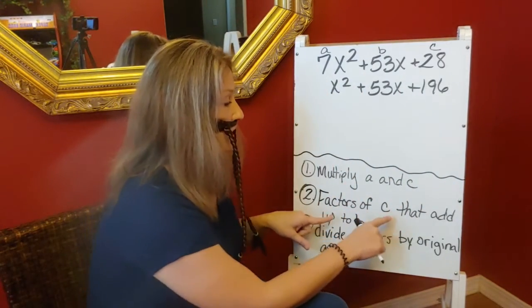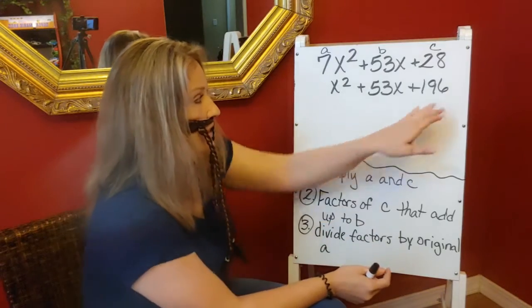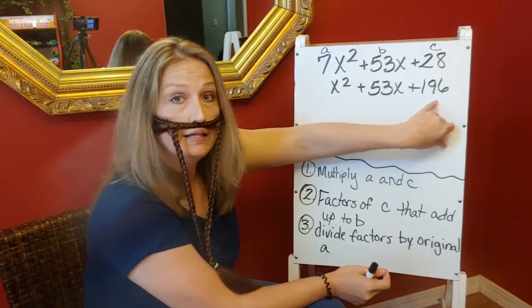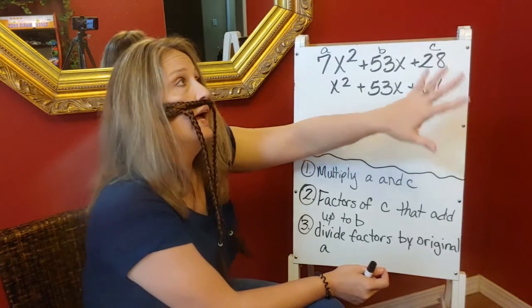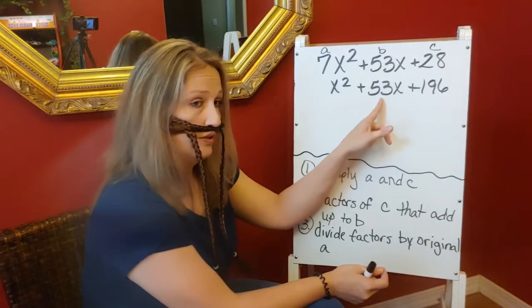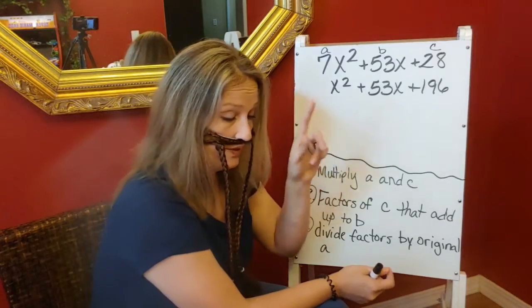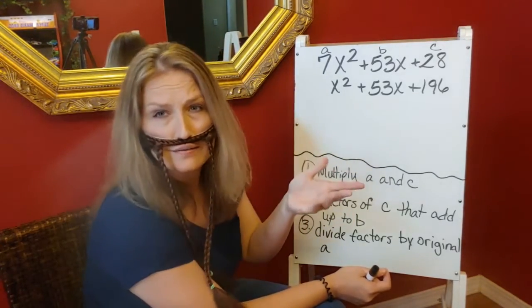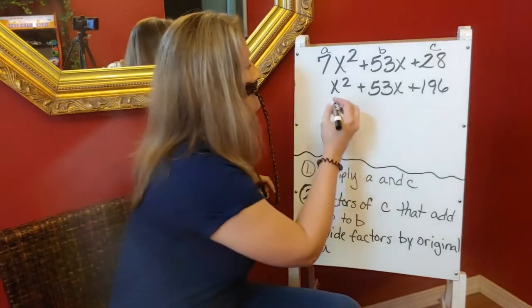I want the factors of C that add up to B. So what multiplies together to give me 196, but when I add those numbers together, I get 53. Okay? And this is kind of a hard one. It's because 196 has a lot of factors. So I'm going to show you a little trick.